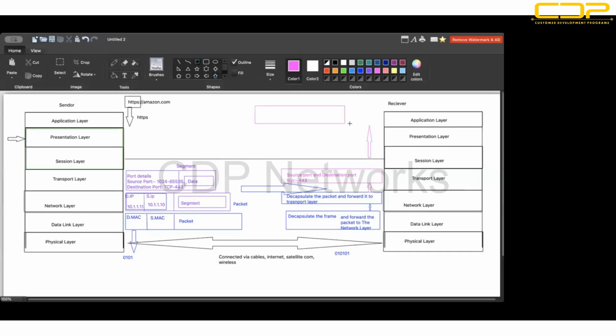Straightforward. I'm not considering the presentation layer and the session layer. Boom. Data received by the server on TCP port 443. Guys, so far so good, or any concerns?